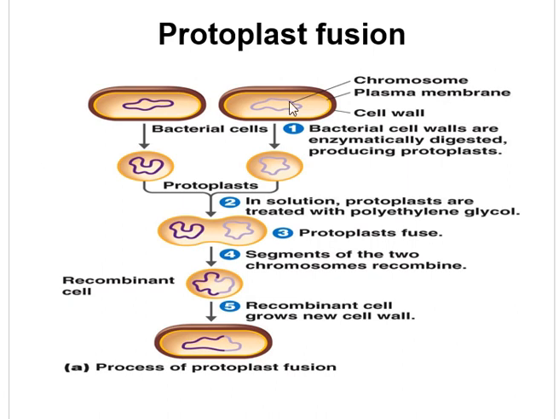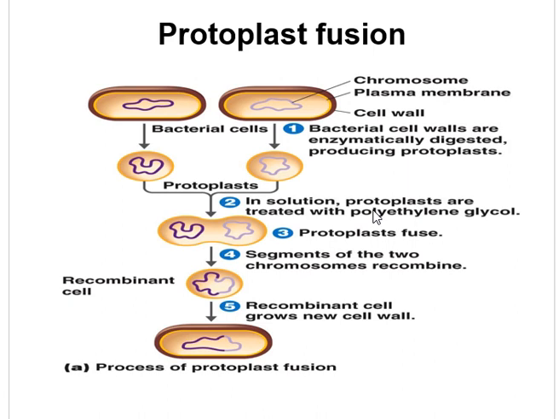Here in this picture given, we can see a simple phenomena of protoplast fusion demonstrated. What is here? There are two type of bacteria cell. One is dark color shade of purple, and other is light shade color of purple. Two bacteria cell having a plasma membrane, chromosome, cell wall. What we do in these two bacteria cell, wall will be digested enzymatically producing protoplasts. There are two protoplasts from two different bacterial cells. These protoplasts will fuse in solution.